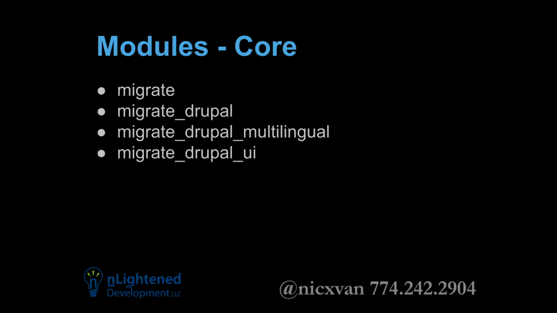So you've planned, you're ready for the migration. What modules do you use? And there are several, all over the place. So in core, there are currently, I think, 6 core modules for migration, although I've personally only used 4 of them.